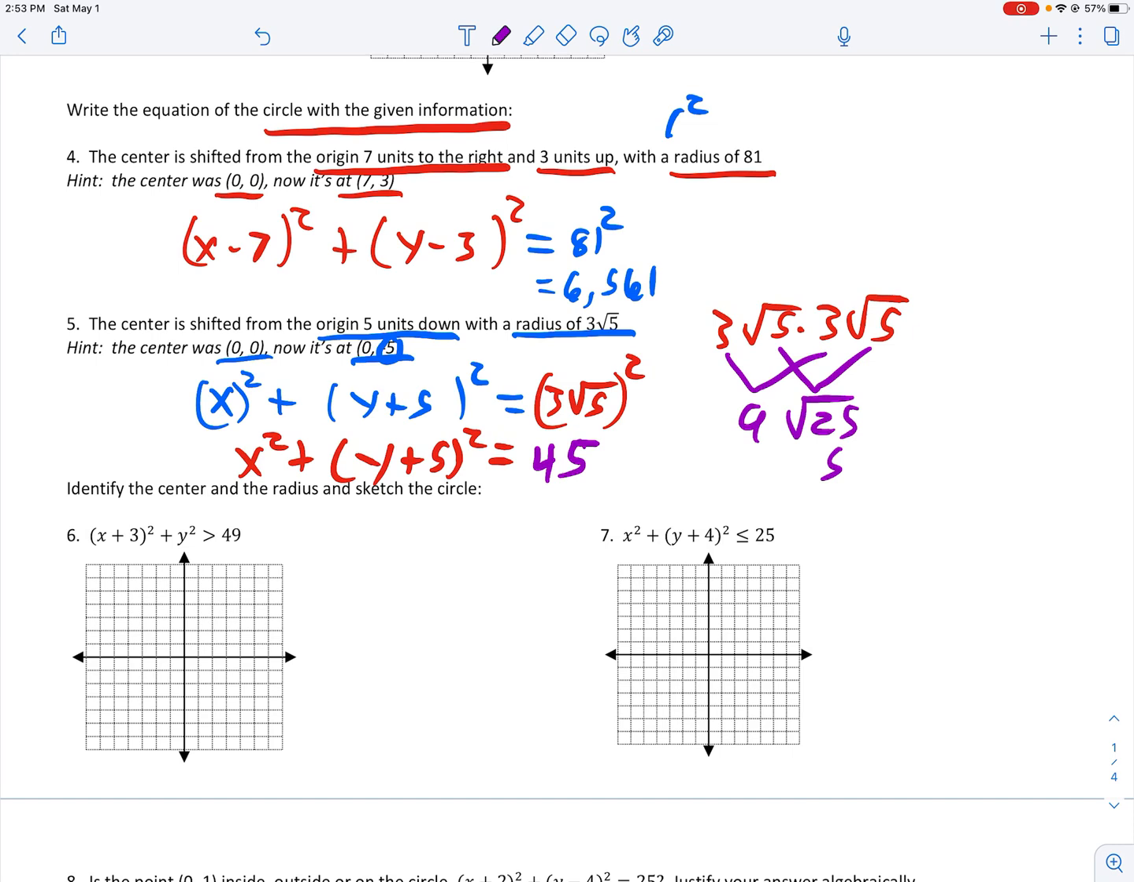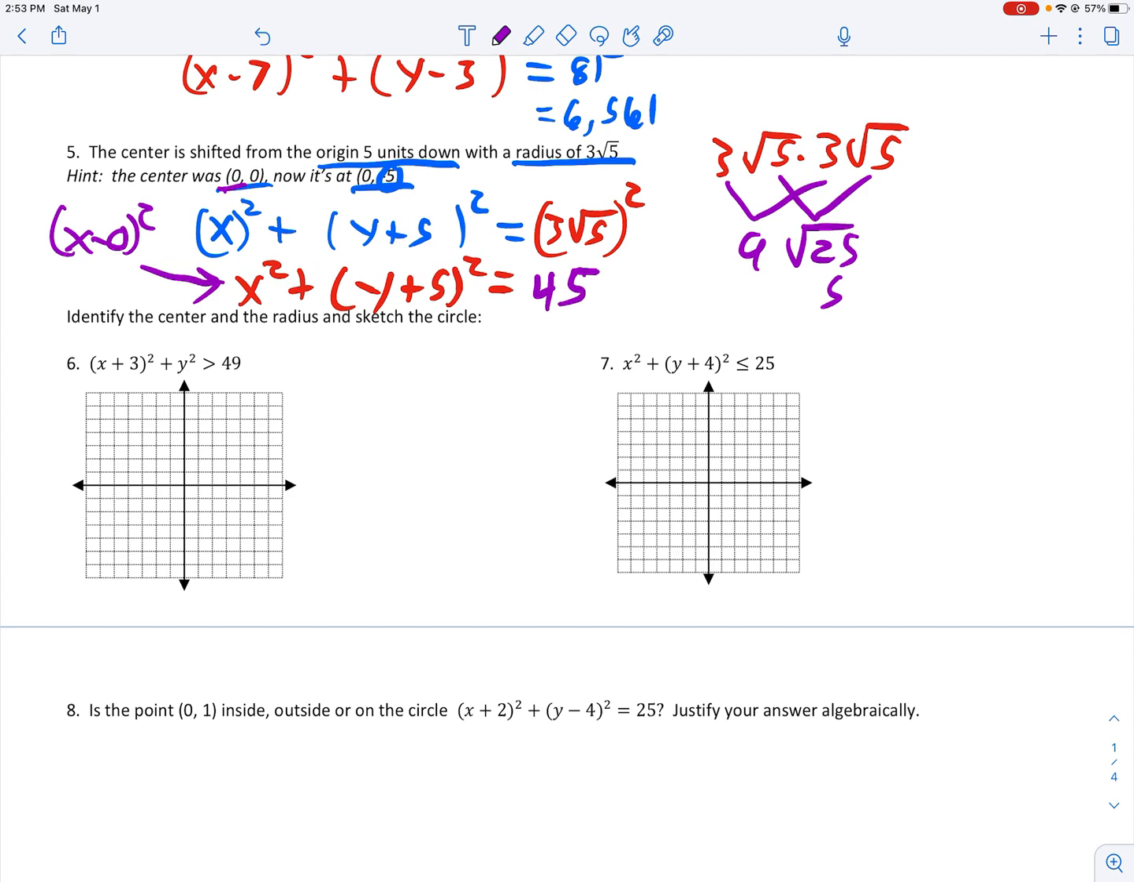Again, whenever you have a 0, you can always write it as x minus 0 squared if you want, or you can just write it as x squared. Same thing with the y. If you write the 0 in, that's not wrong. It's just usually you won't see that. You'll just see x squared or y squared if the graph hasn't been shifted.